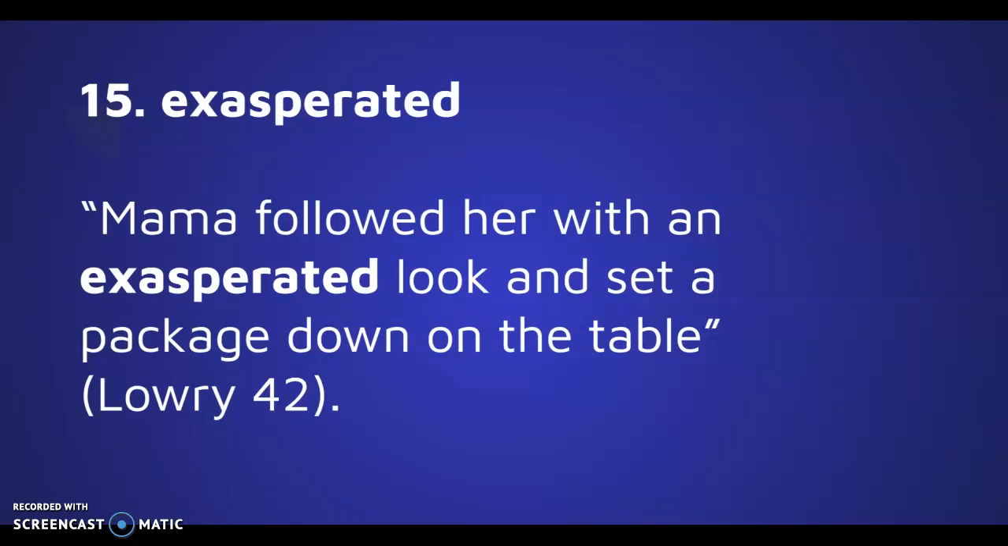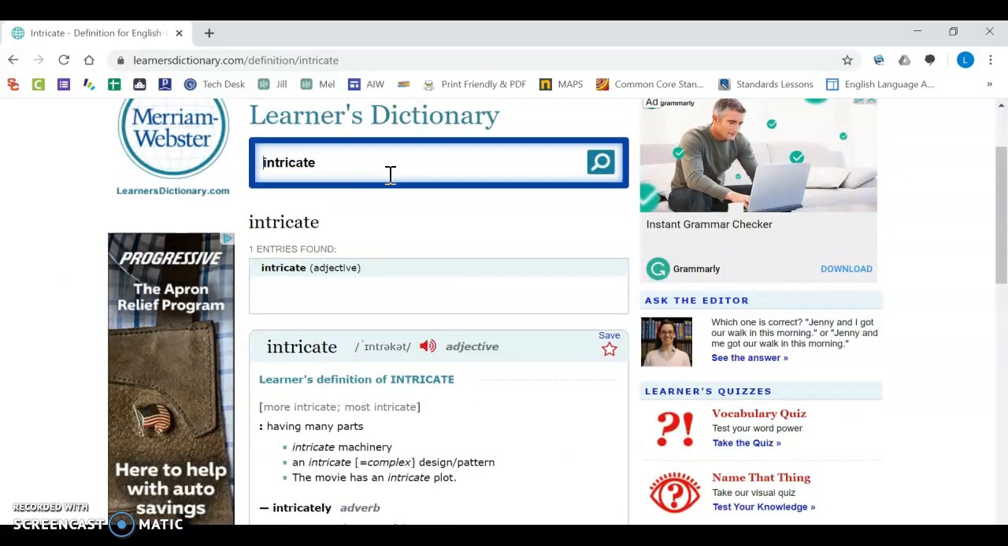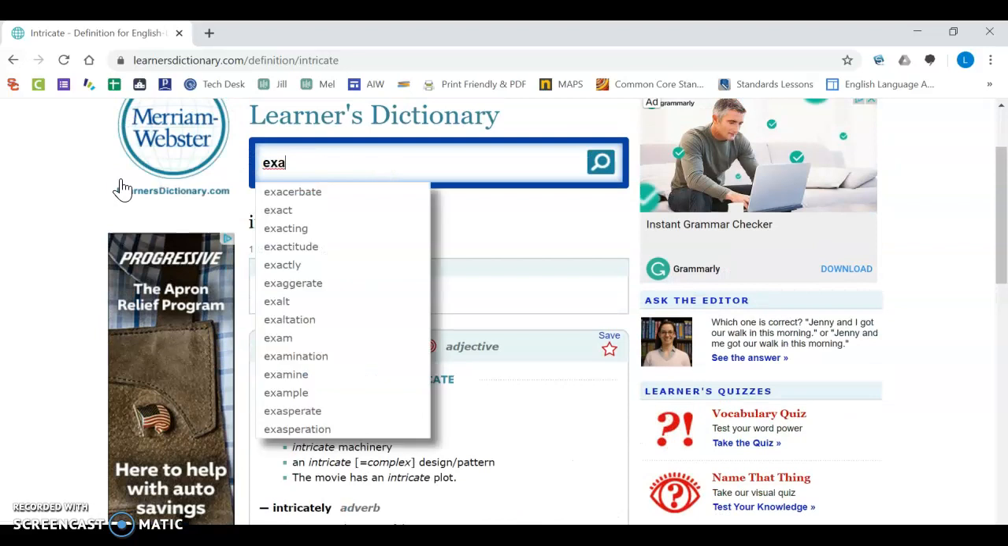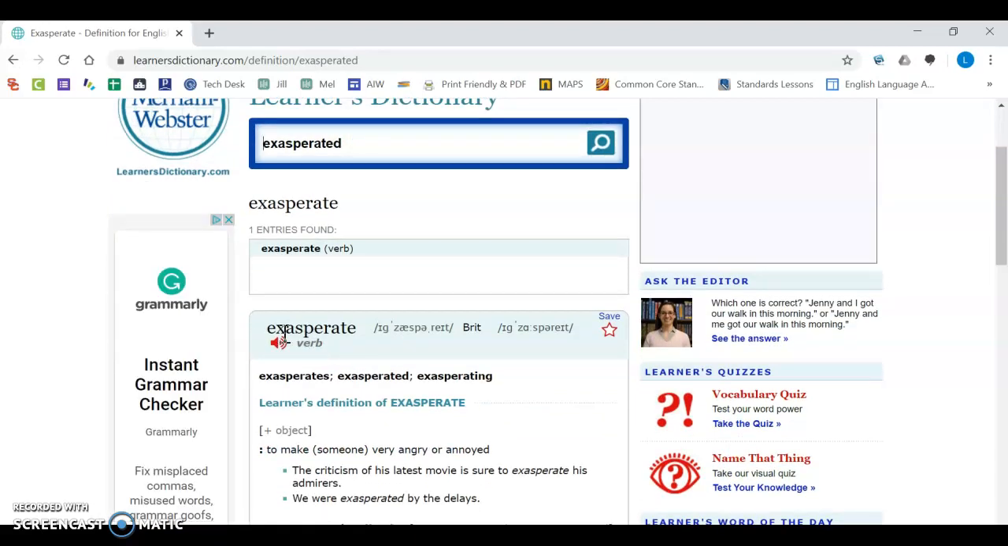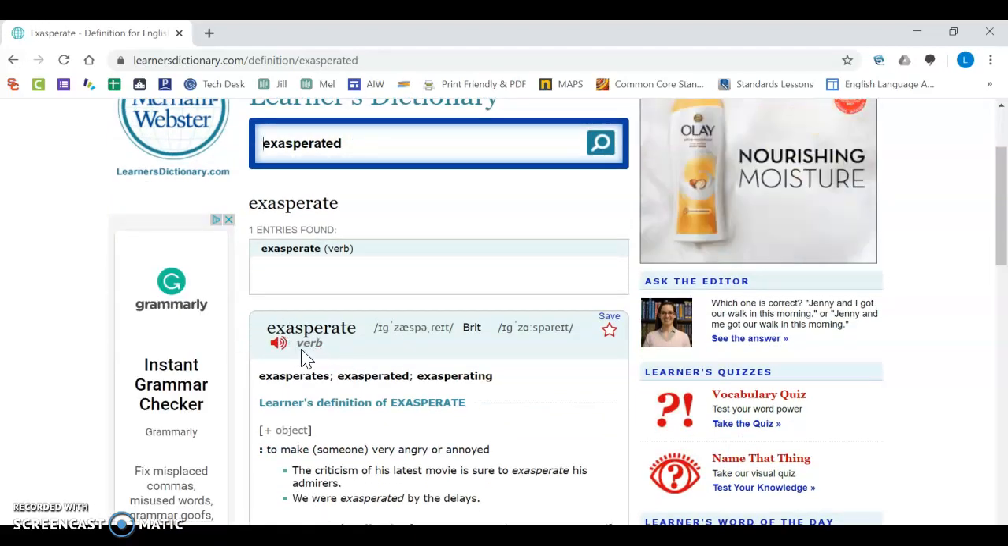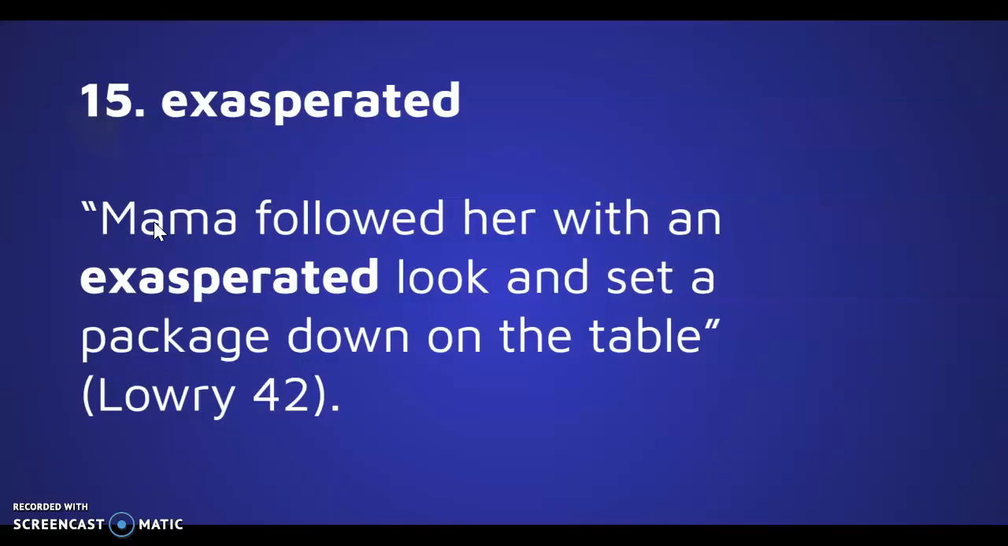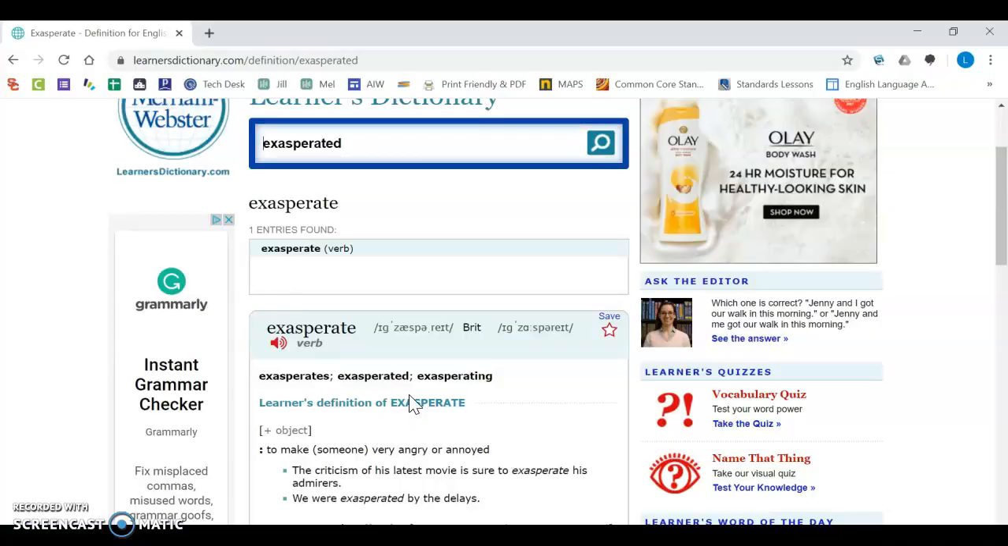And our last word for today is exasperated. Mama followed her with an exasperated look and set a package down on the table. So what do you think exasperated means? Let's look it up. So exasperate, here it says exasperate is a verb. So we need to look back here at the sentence though. Mama followed her with an exasperated look. So in this case, exasperate is not something that Mama is doing, but something that describes her look. So we need to make sure we pay attention to that as we look at the definition.